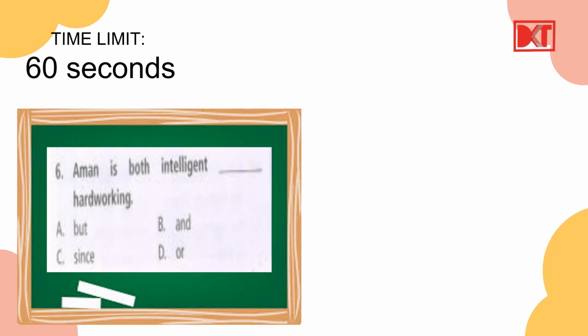Next we have Aman is both intelligent dash hardworking. A. Both intelligent but hardworking, B. And hardworking, C. Since hardworking, or D. Or hardworking. Aman is both intelligent and hardworking. Here we are providing a coordinating conjunction, coordinating both these two important parts: intelligent is important, and telling that he is hardworking, that's also important. So providing both the equal clauses. Alright.